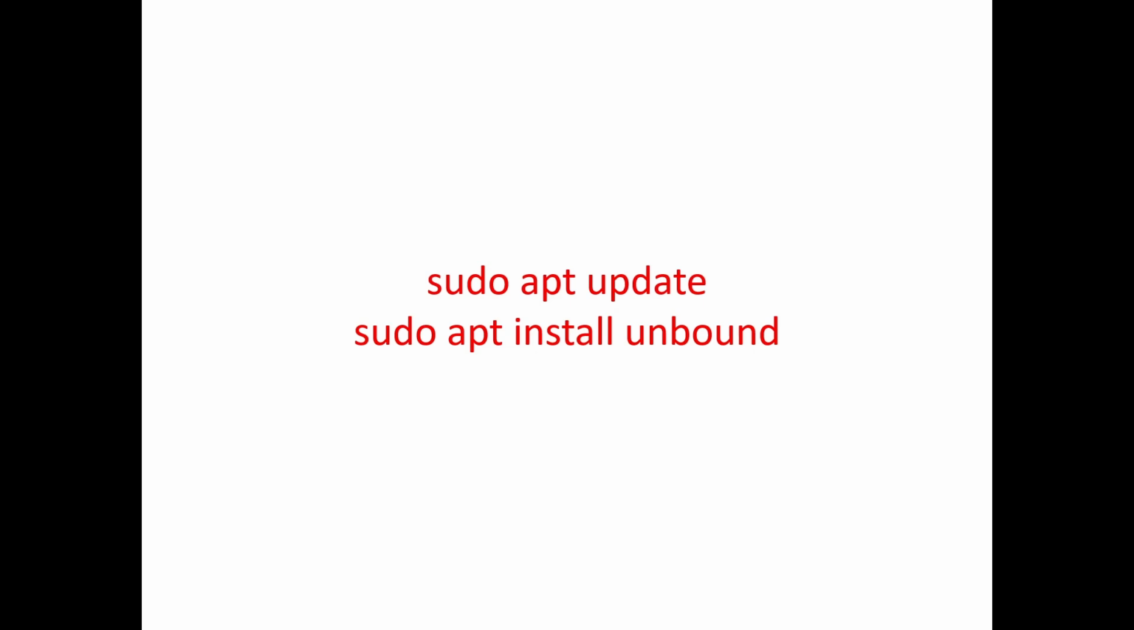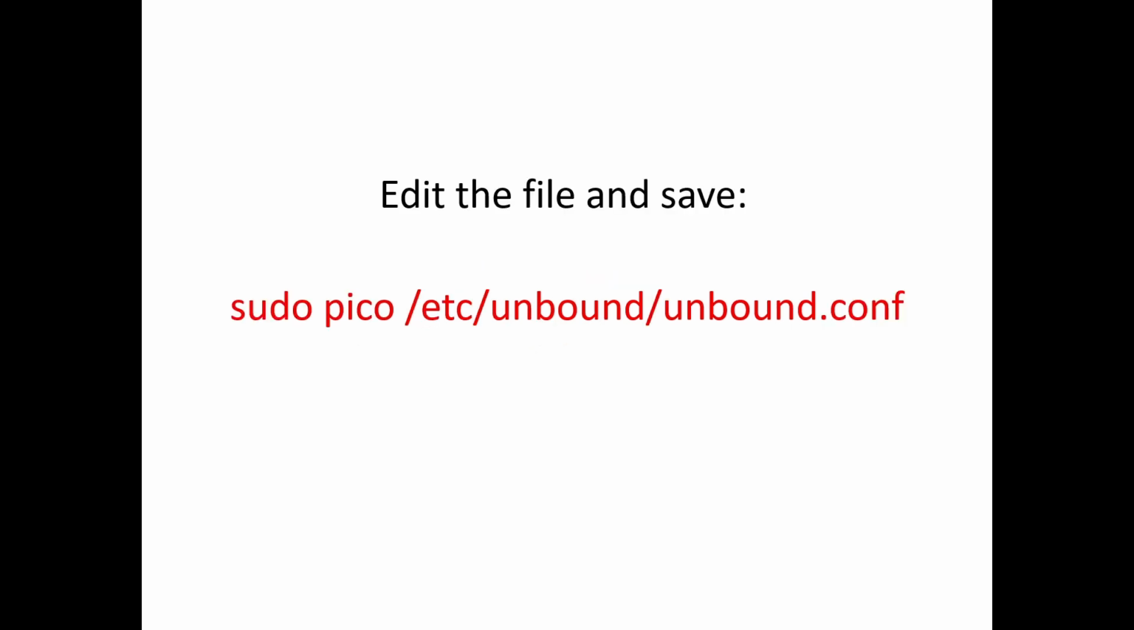The second command will install the Unbound application. The Unbound application is the equivalent of our DNS system. We will use this application, we will configure this application as our DNS server. After it has been properly installed, we edit this file, unbound.conf, which is located in /etc/unbound.